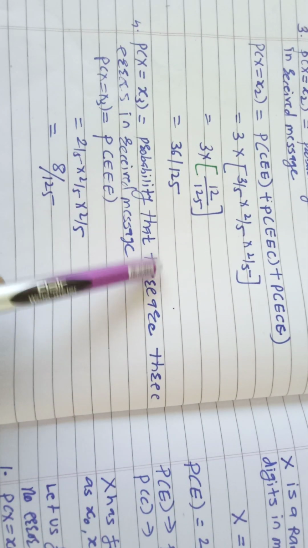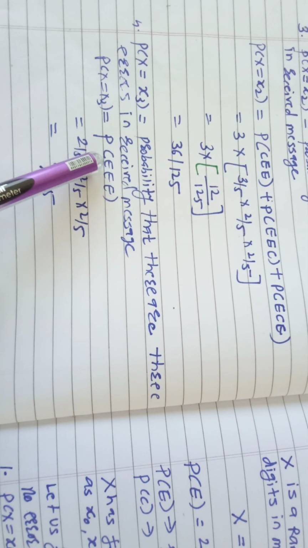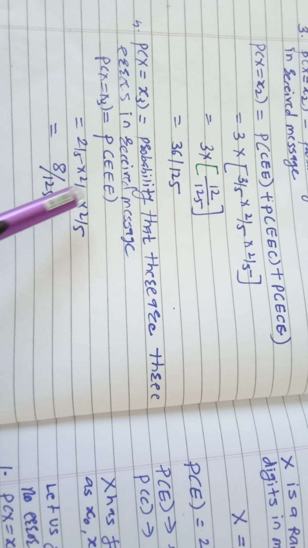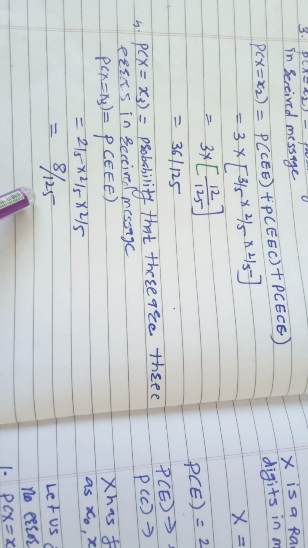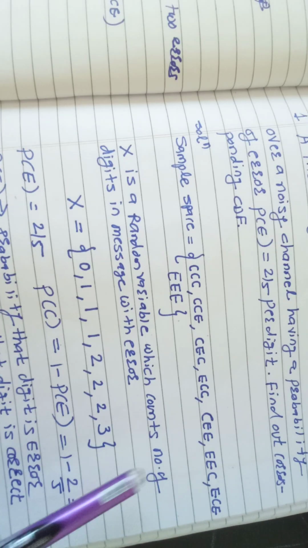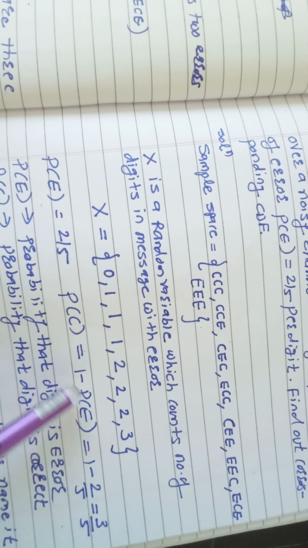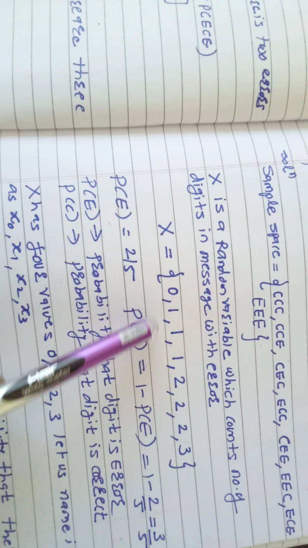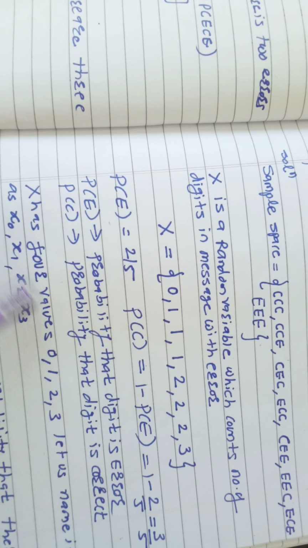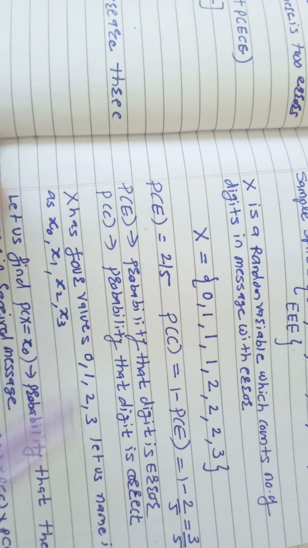Now what is the probability that all digits are in error? That sample point is only 1. So the probability of triple E is 2 by 5, 2 by 5, 2 by 5, that is equal to 8 by 125. So in solving the CDF problem, first we found the sample space, then we defined the random variable, then we found the random variable values, and after that we found the probabilities of these random variables.